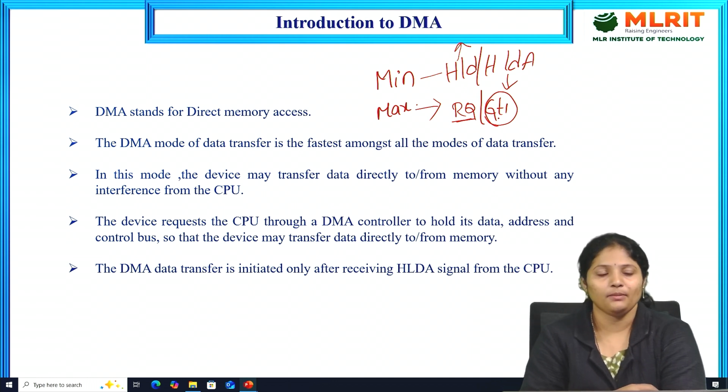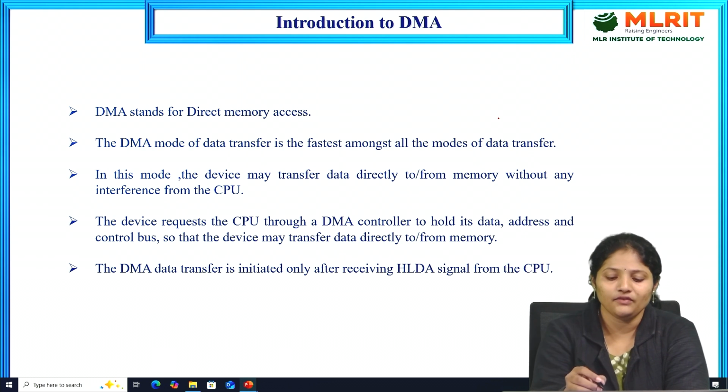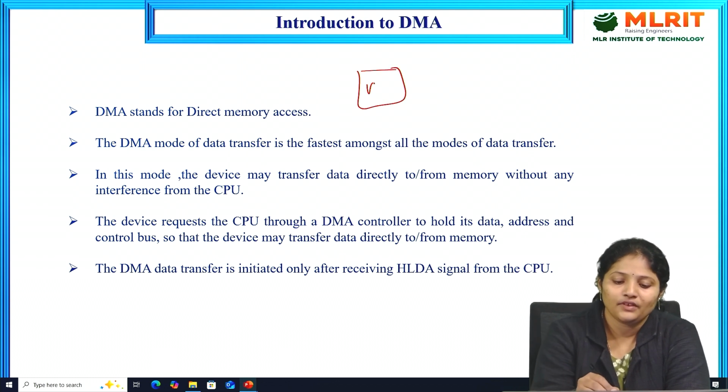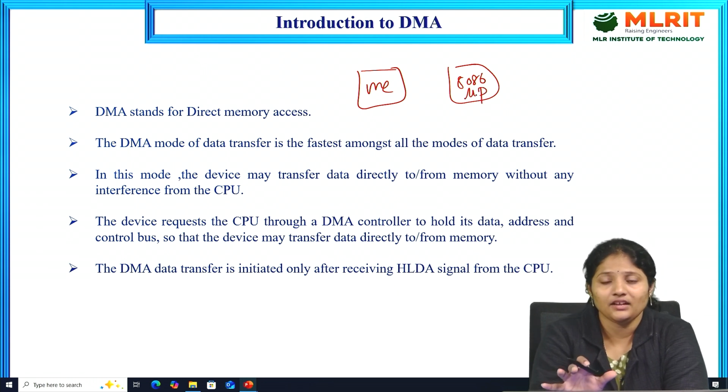Now coming to the master and slave mode. If we want to transfer data directly using the CPU, our 8086 processor, then in this particular condition the 8086 is in master mode. So it has the whole authority over every bus used by any peripheral devices.